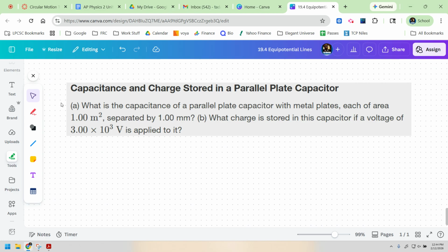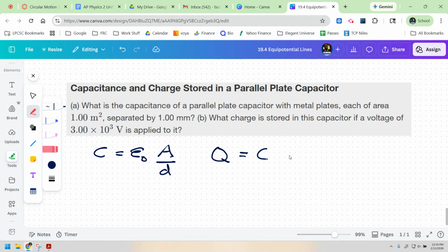So remember, the first thing we could calculate, the capacitance is just going to be the permittivity of free space times the area divided by the distance. And then also to find the charge, we just take that capacitance times the voltage. So let's see what they give us. They give us the area. That's 1 meter squared.